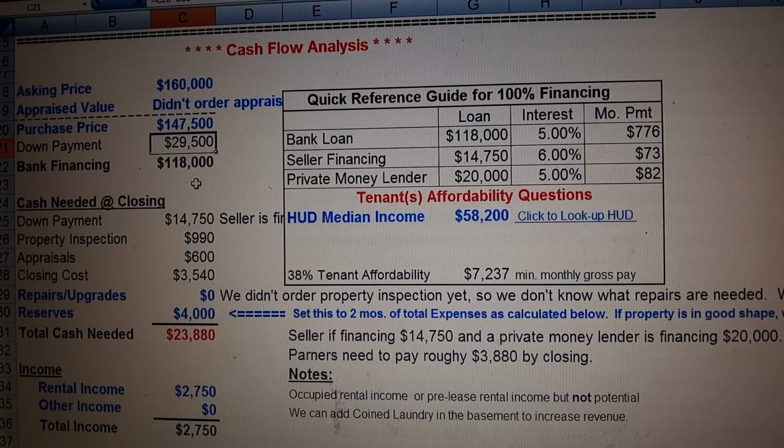No, because that's not what we do at 100%finance.com. What we do is we get 100% financing, right? So how are we going to get that financing? Over here, here's a quick reference guide on the spreadsheet for 100% financing.